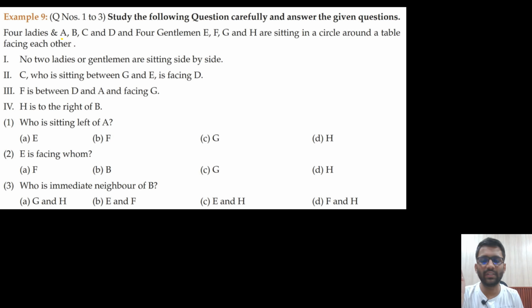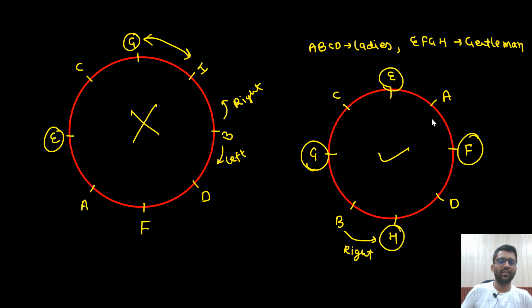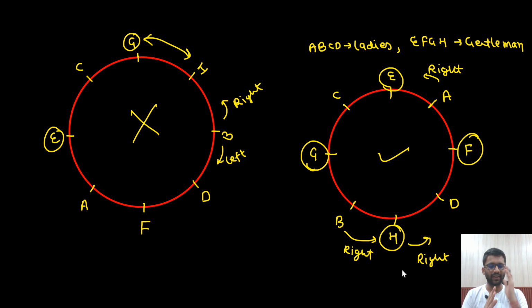Now we need to check who is sitting left to A. Put yourself in the left. Put yourself where A is sitting. So what will be your right? This will be your right. Look, you just need to pick one right. If all are facing at the same side, that means this will be the right. Put yourself at H. So this will be right and this will be left.